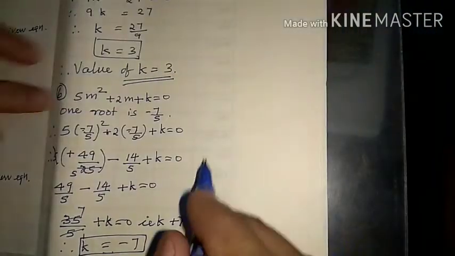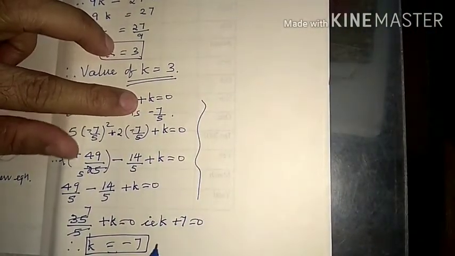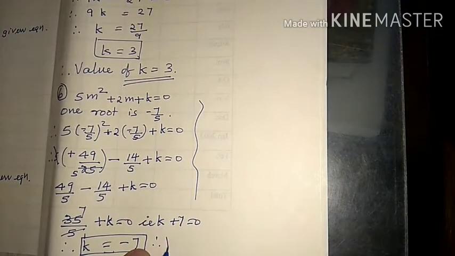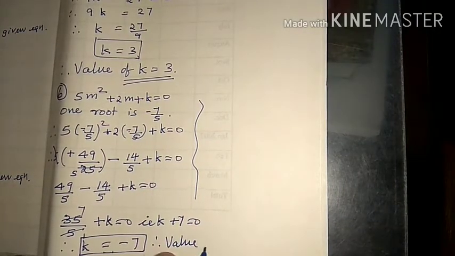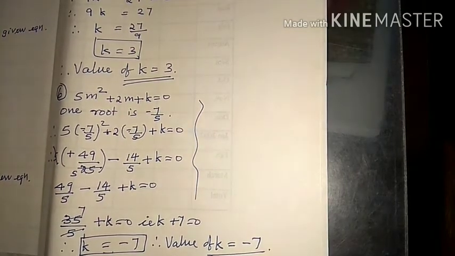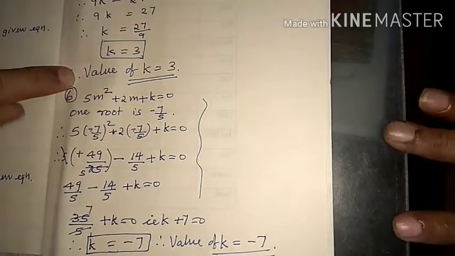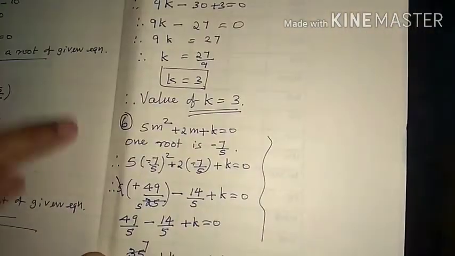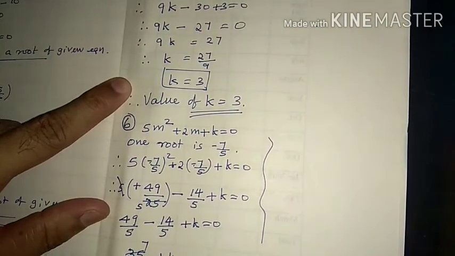Therefore, what we can write? Therefore, the value of k equal to minus 7. This is question number 6.